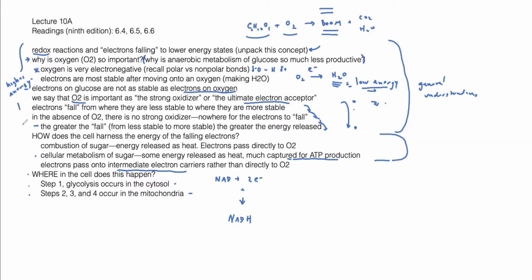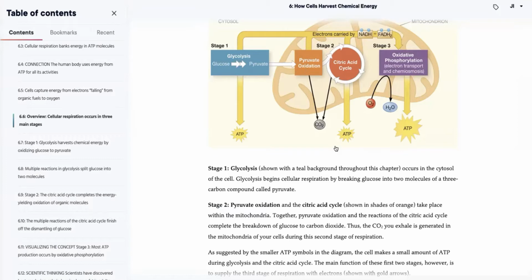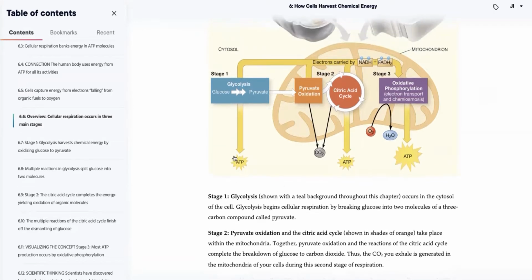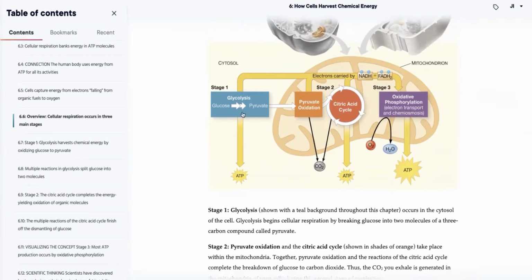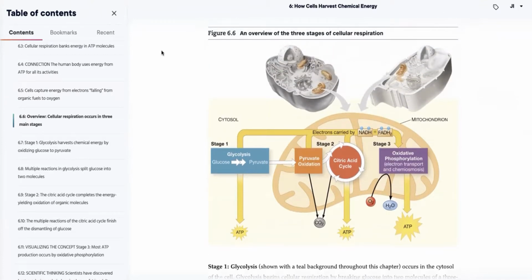Let's go ahead and look in the chapters to see how this appears as you view them in the textbook. We'll start from the very end, where we're looking at the various stages of cellular respiration. Step 1, glycolysis. This is happening in the cytosol.